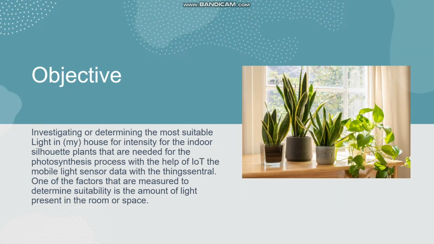Objectives. Investigating and determining the most suitable light intensity in my house for the indoor shade plants that are needed for the photosynthesis process, with the help of IoT and the mobile light sensor data with Things Central, based on the factors that are measured to determine suitability and the amount of light present in the room or space.